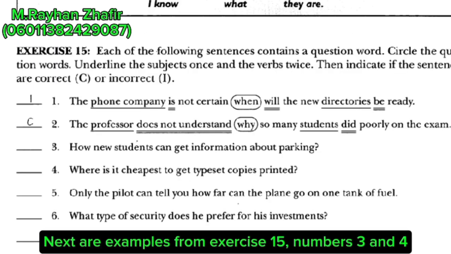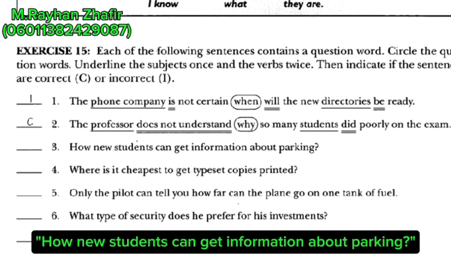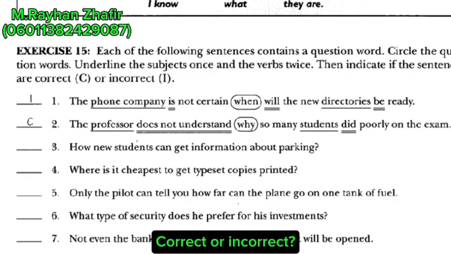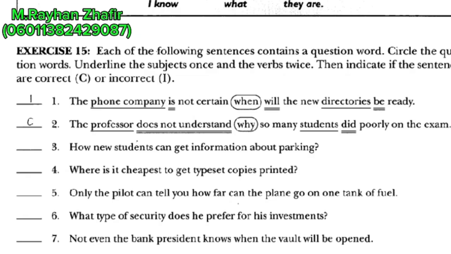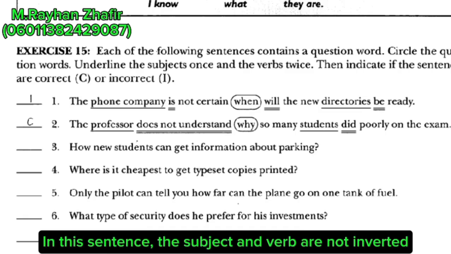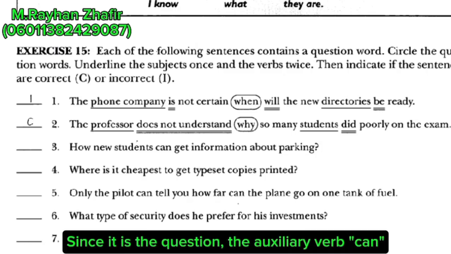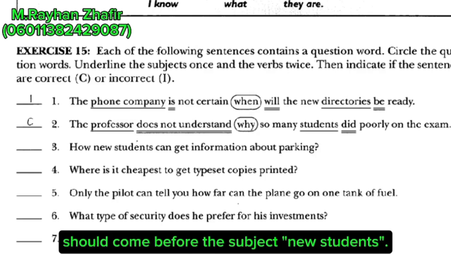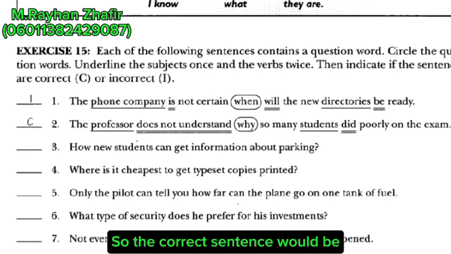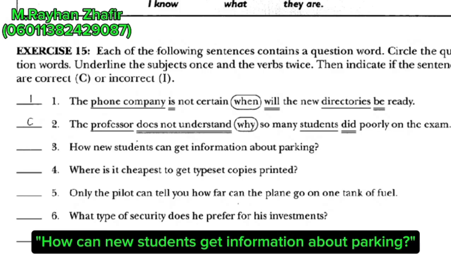Next are examples from exercise 15, numbers 3 and 4. Number 3: how new students can get information about parking. Correct or incorrect? The answer is incorrect. In this sentence, the subject and verb are not inverted after the question word. Since it is a question, the auxiliary verb should come before the subject, new students. So the correct sentence would be, how can new students get information about parking?